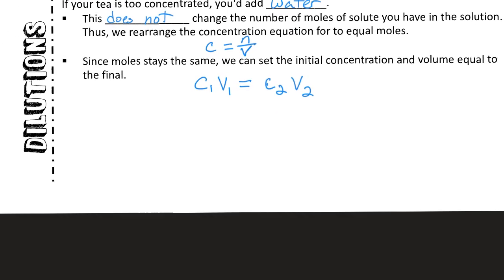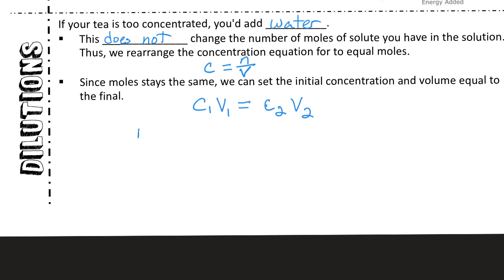So when you're going to do dilution problems, it's kind of a three-step thing. The first thing you want to do is convert volumes to liters. So if you have milliliters, you're going to need to convert it to liters because our concentration is usually going to be in molarity, which means liters. So convert the volume to liters.